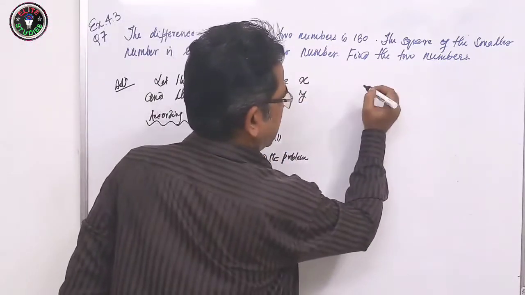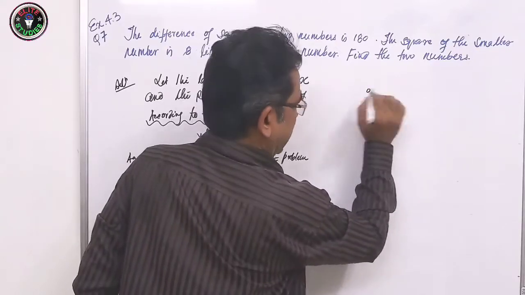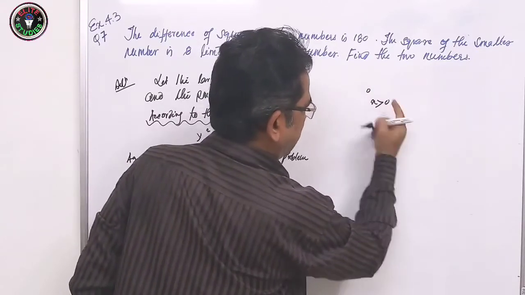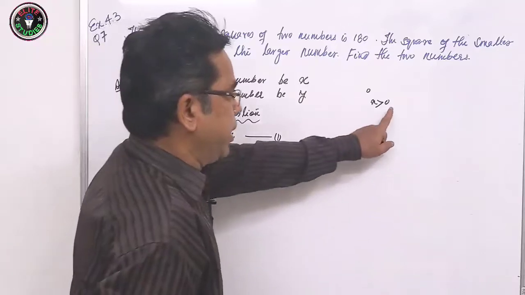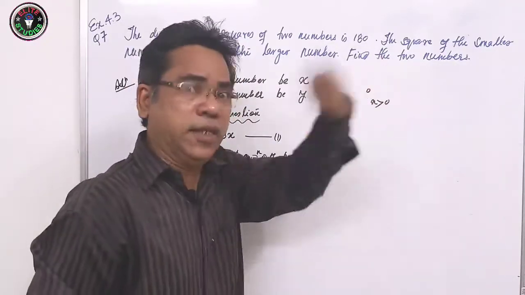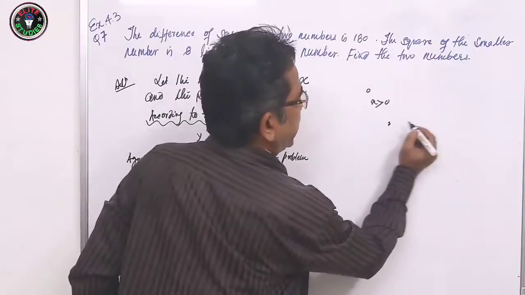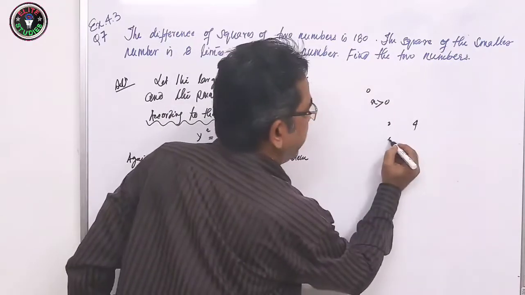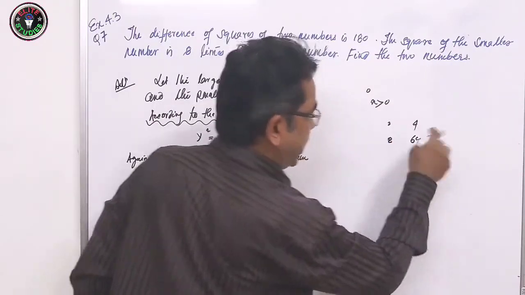If x is greater than 0, then x square will increase. Suppose I take 2, its square will be 4, it will increase. Take 8, its square will be 64, it will increase.